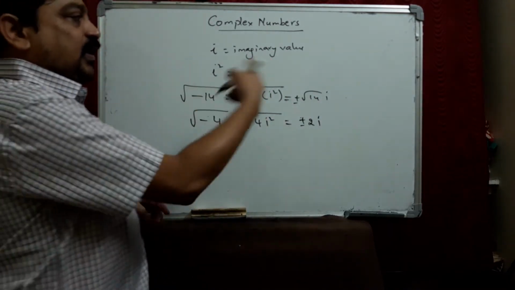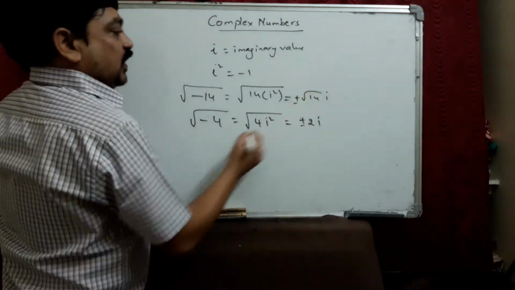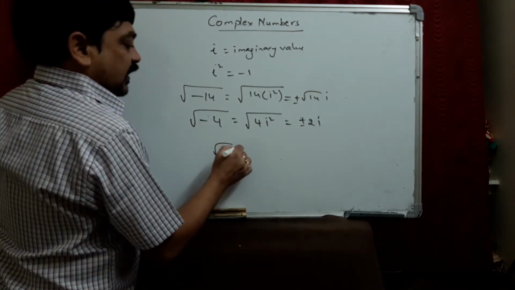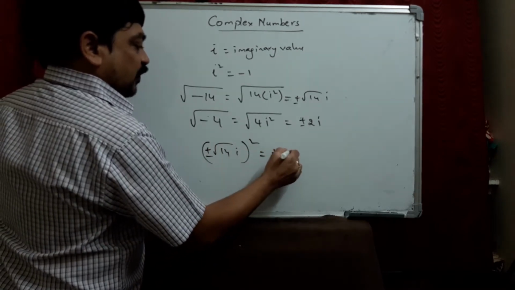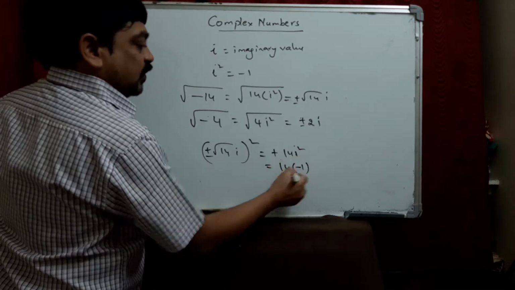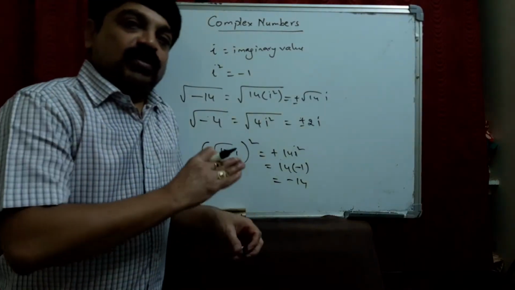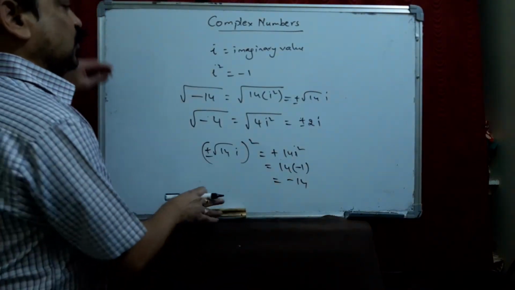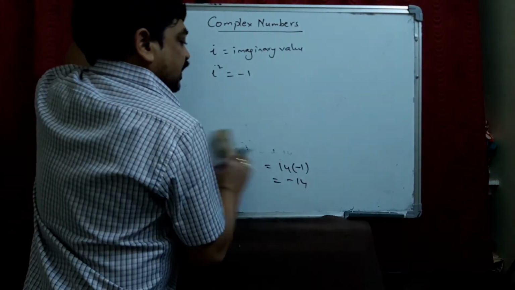See, when you square it now, you will get this value. When you square root 14 i, whole square, whether you take plus or minus, it becomes 14 into i square, and i square is minus 1, so you will get minus 14. So it is proved both vice versa. So what can we conclude? i square is minus 1 and i is an imaginary value.